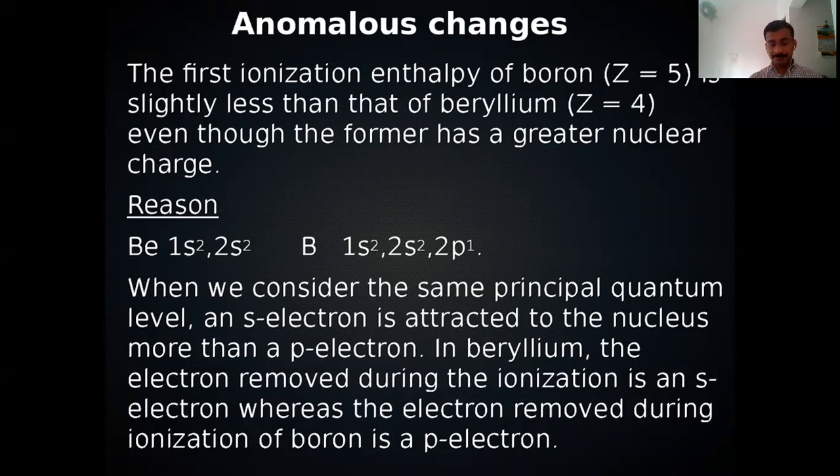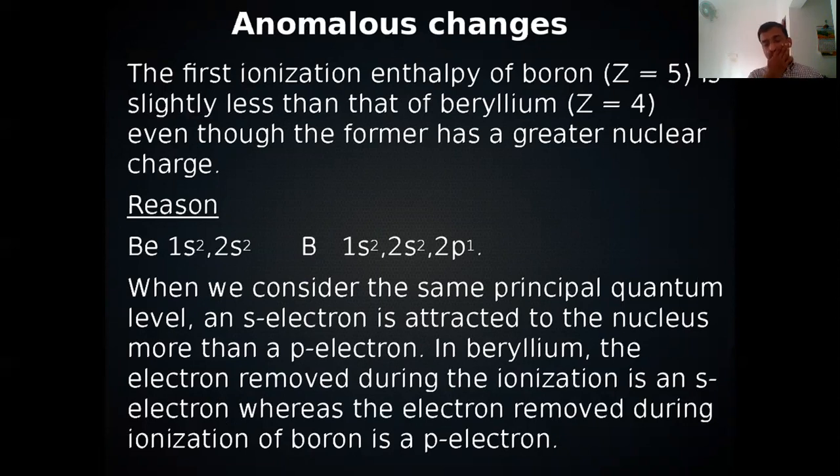What is the reason? If you want to find out the reason, first you have to write down the electronic configuration of beryllium and boron. What is the electronic configuration of beryllium? 1s2, 2s2. What is the electronic configuration of boron? 1s2, 2s2, 2p1. And you know the configuration of beryllium is a completely filled configuration. What is the capacity of the s orbital? 2. It can accommodate a maximum of 2 electrons. So it is a completely filled configuration. But in the case of boron, 2p1, what is the capacity of p? 6. It has only 1 electron, so it is unstable as compared to beryllium.